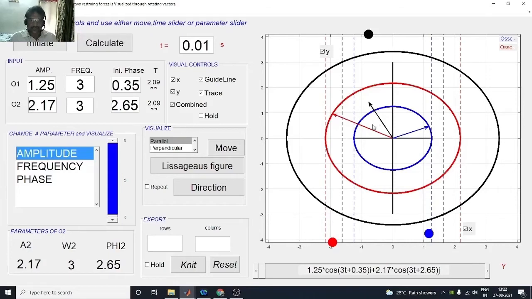Now let us look at the amplitude. What happens to the amplitude? For that, let us change the phase of the second oscillator while fixing all other parameters. I'll change the phase of the second oscillator only, and let us observe what happens. Now I'm not going to change it as a function of time, but at t equal to 0, what happens? Let us see.